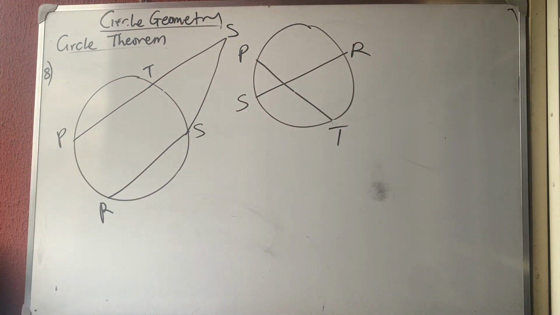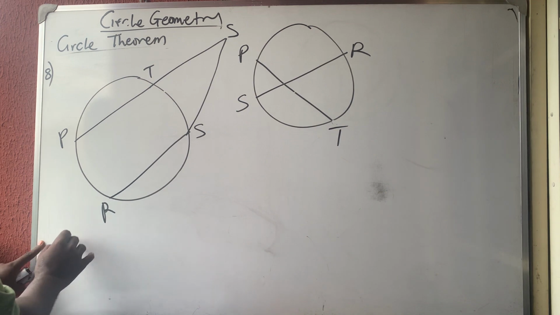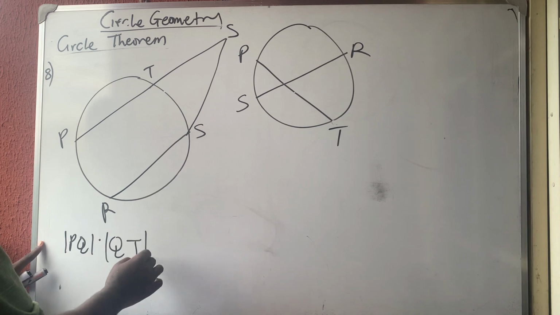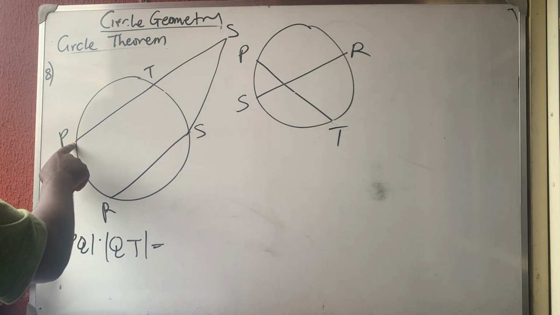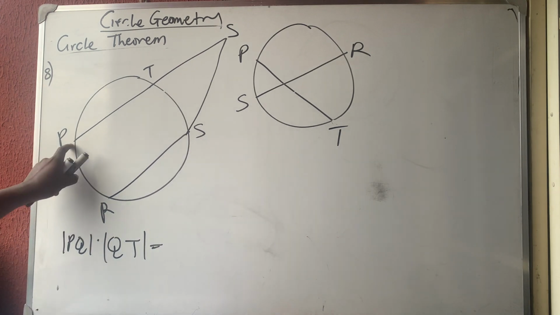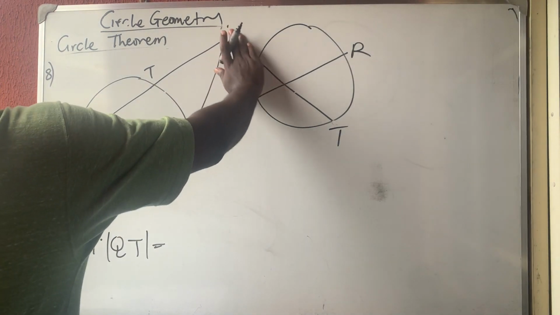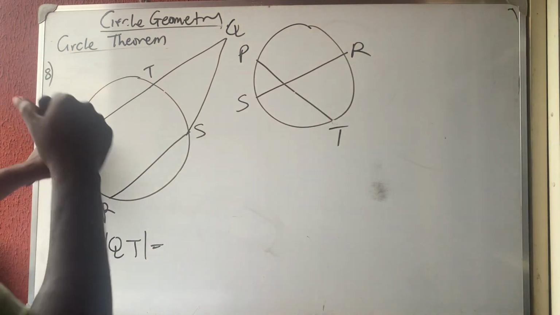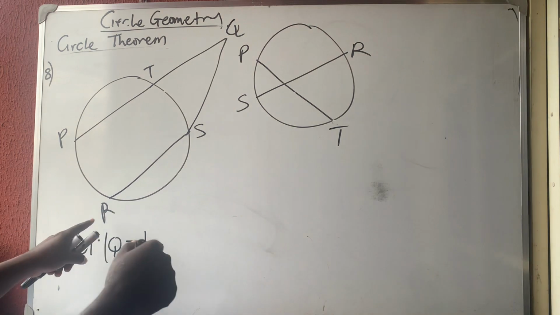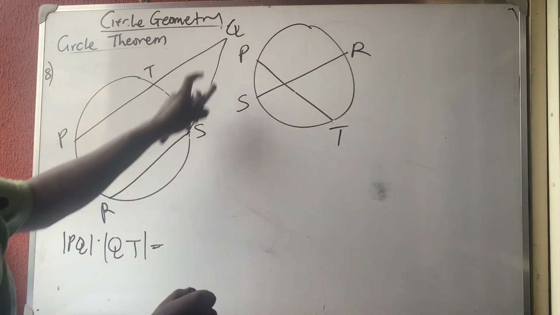PTSR. Now in this one, we don't normally use this one to find angles. We use this one in finding the length. This one is simply saying that line PQ times line QT is equal to line PQ. Line PQ, oh, here is Q, sorry. Here is Q. Okay, line PQ times line TQ is equal to line QR times line TR.